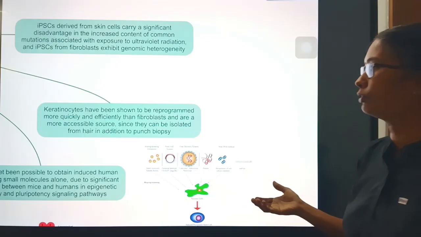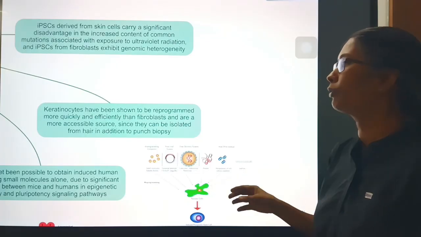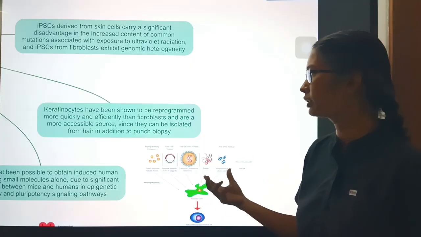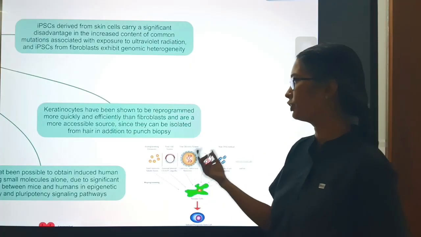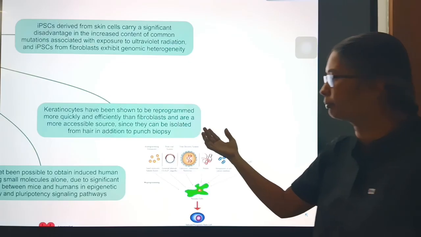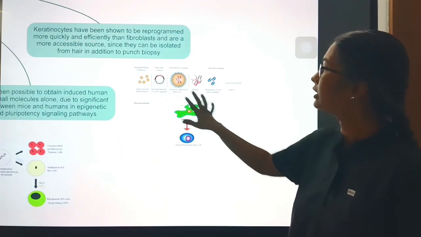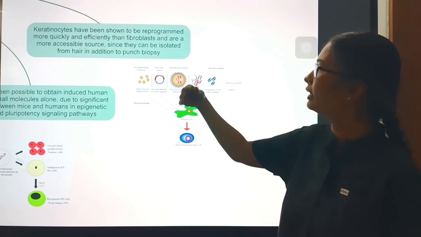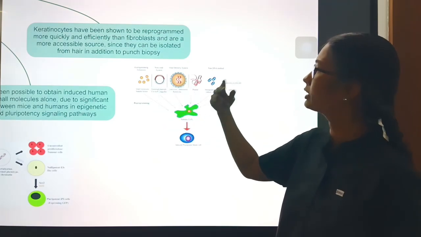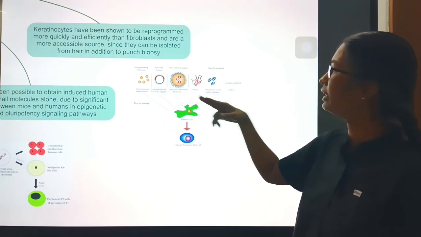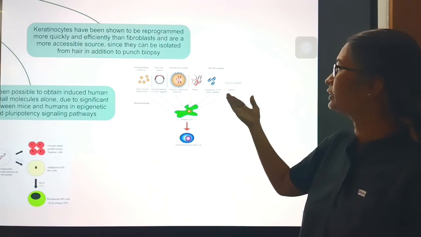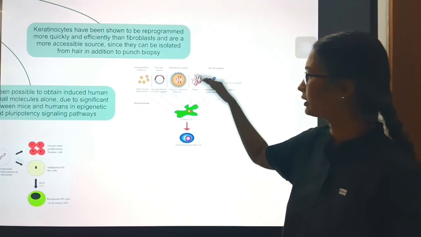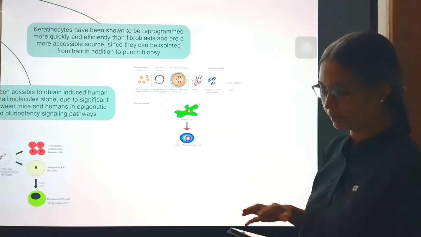They have taken keratinocytes also, which have been shown to be reprogrammed more quickly and efficiently than fibroblasts, and are more accessible sources. They can be isolated from hair in addition to punch biopsy. So keratinocytes are easy to obtain. This is how the transduction of that particular nucleus is happening, either by using small molecules, a non-viral system, viral delivery of proteins, or manipulation of cell culture, miRNA. These are the non-DNA methods, and these are the DNA methods, and the somatic cells are converted into induced pluripotent stem cells.